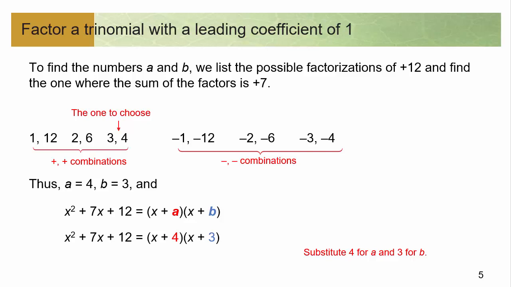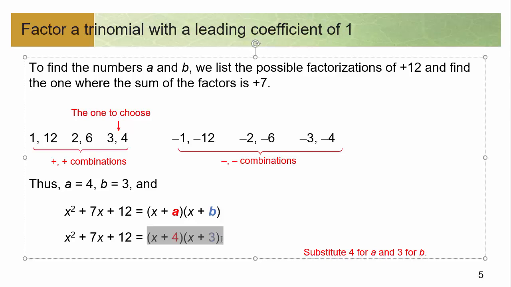So 1 and 12, 2 and 6, 3 and 4, and then of course the two negative combinations, -1, -12, -2, -6, and so on and so forth. But because that 7 is positive, we know we have to be using the positive numbers because you can't add two negatives and get positive 7. So now you're asking yourself, are any of those pairs such that when you add them together, you get 7? Well, 1 plus 12 is 13, 2 plus 6 is 8, but 3 plus 4 is 7. Ta-da! There's our winner, and we know it factors to x plus 4, x plus 3.